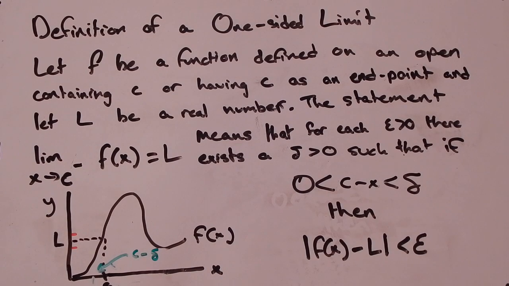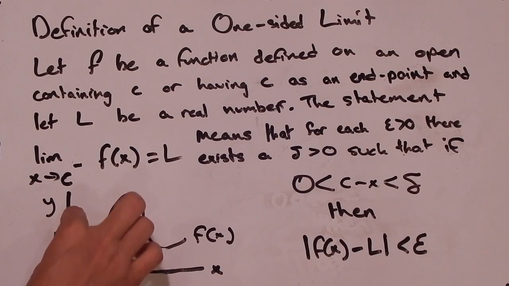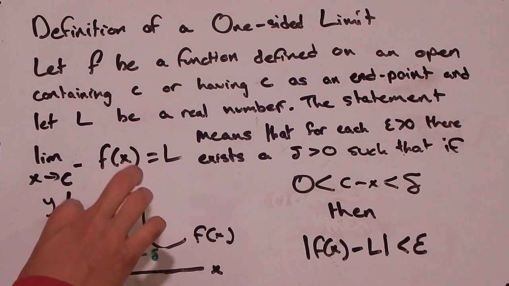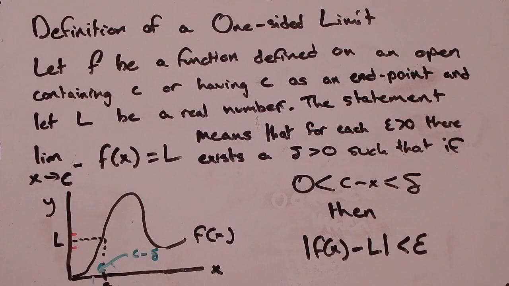So now we're seeing if given any epsilon values, we can find a delta value that defines an interval between c minus delta and c, such that if we pick any x values in that interval, we'll get back f of x values in an interval around L, defined by epsilon. And that should also make sense. We're trying to show that as x gets closer and closer to c from the left side, only from the left side, we're not looking at the right side, that f of x is getting closer and closer to L.